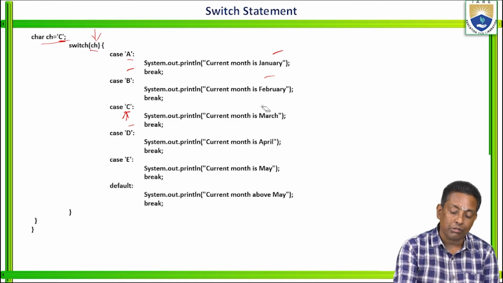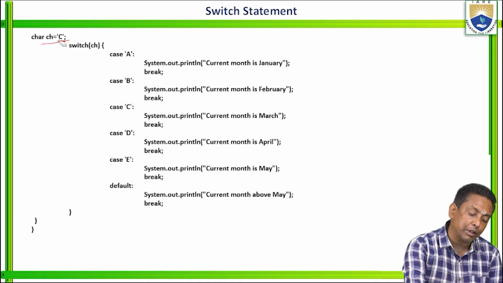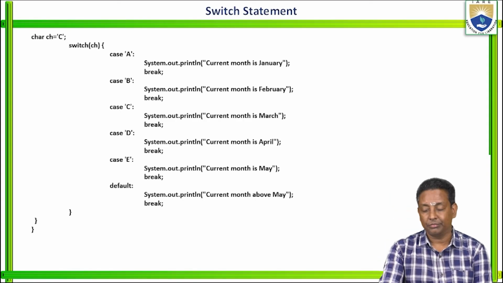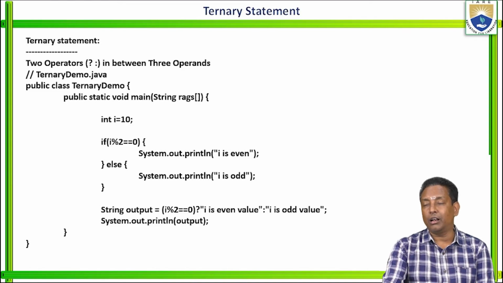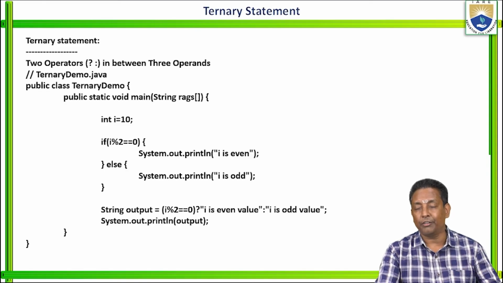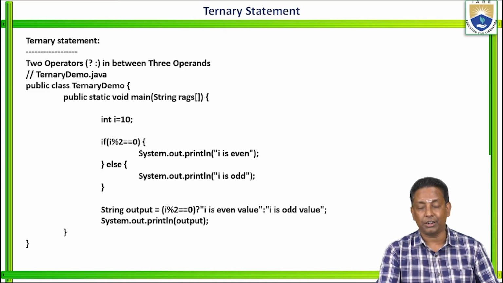And we saw how to write switch statements on character and integer values. We can also of course write on strings as well, but not on double and float. And one more control structure used in conditions, next to if and switch, is the ternary operator. Ternary is an operator, and it is also covered in conditions.